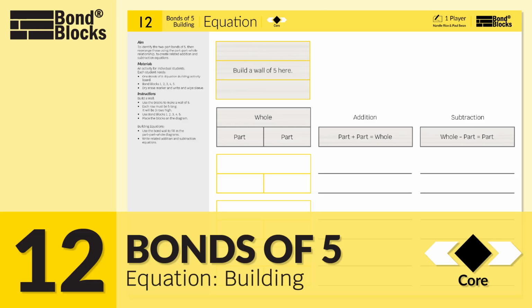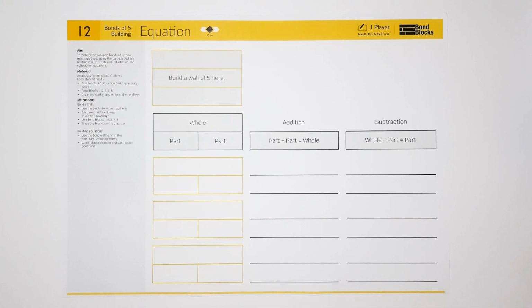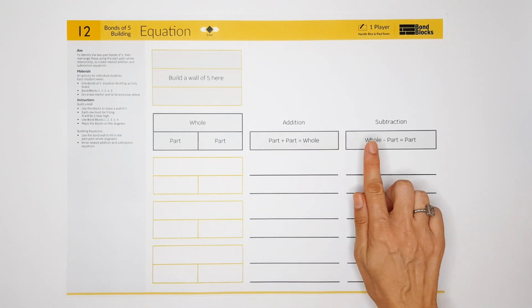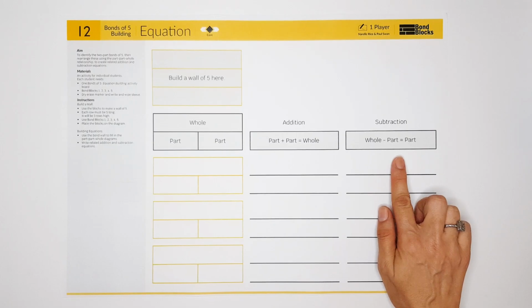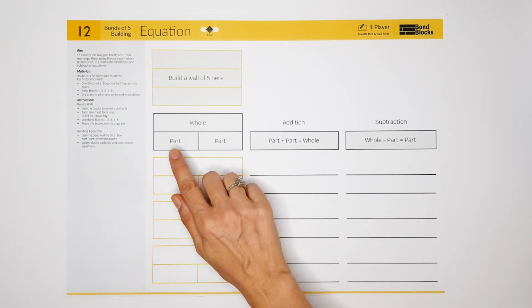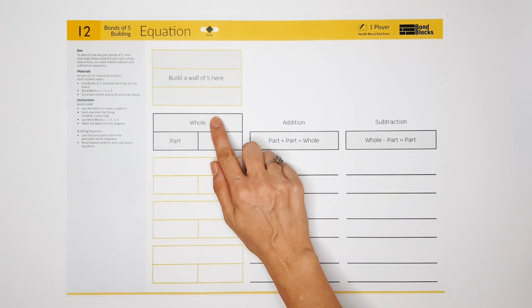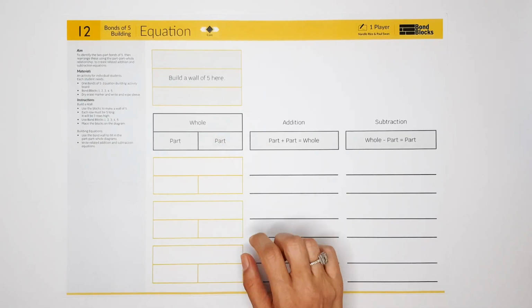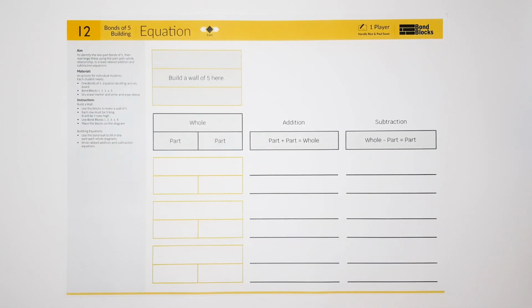Welcome to Activity 12. In this activity, we will be developing the concept of related addition and subtraction equations that have been rearranged using the part-part-whole relationship. And we're going to be doing this for two-part bonds of 5.